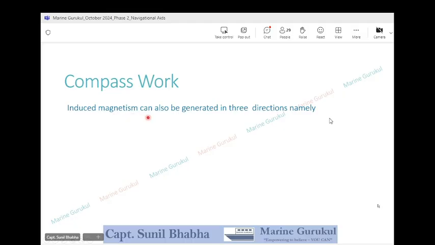The induced magnetism can also be generated in three different directions. It can be broken up into three different directions. You can have the induced magnetism generated in the fore and aft direction, in fore and aft horizontal soft iron. That could be a fore and aft longitudinal. This is one orientation in which induced magnetism can be generated.